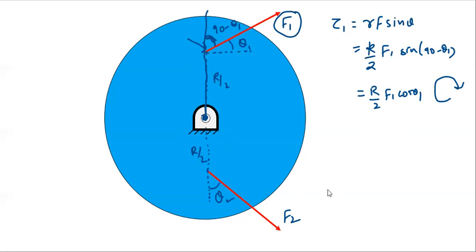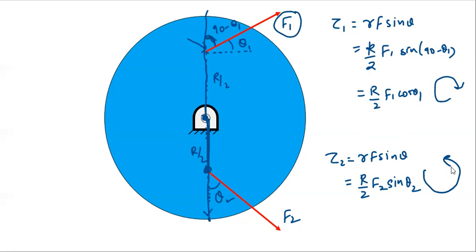Now let's calculate for F2. So torque 2 will be, first put the formula R F sine theta. R is basically R by 2 only, because the point where the force is applied is at R by 2 distance from center. Force is F2. Now let's calculate theta. If you extend this line, the angle between this line and force is theta 2, so we have the angle directly. So torque will be R by 2 F2 sine theta. If you see, this force will rotate the body in anti-clockwise direction.